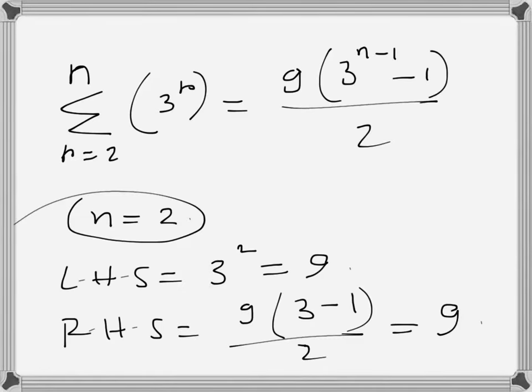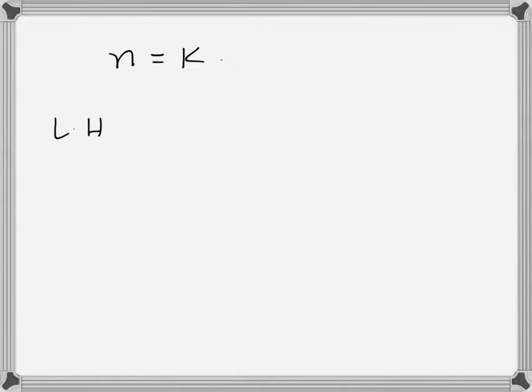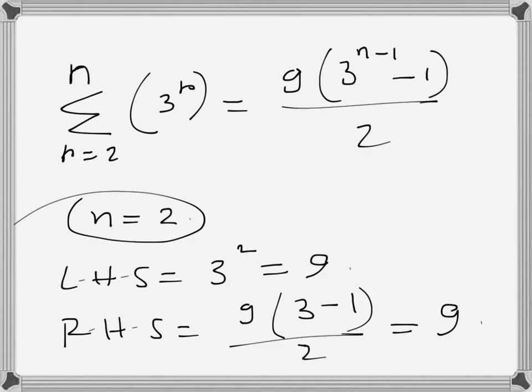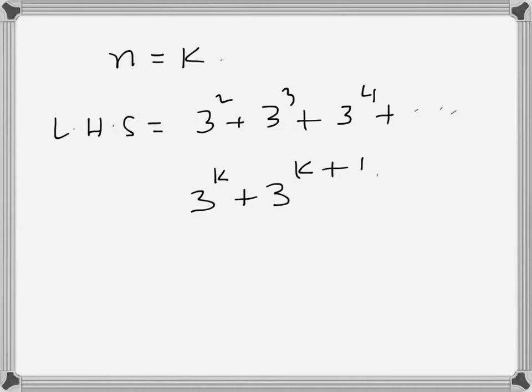And when that is assumed, the left hand side becomes 3 squared plus 3 cubed plus 3 to the power 4, plus up to 3 to the power k. So that's our left hand side. Sorry, that's a bit of a mistake. I was directly doing the k plus 1 thing.